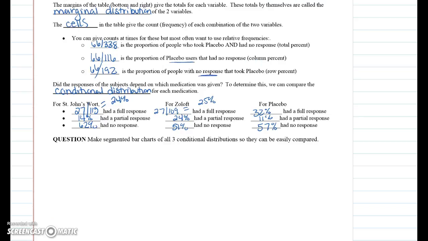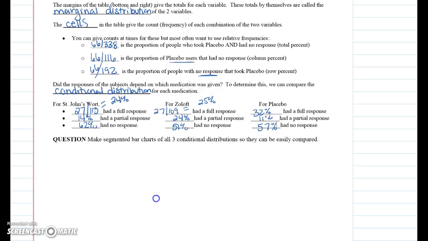So take a second and try to do the rest of those on your own before you go. All right, so check your answers and make sure you have the same percentages that I do. Remember, you're only doing the totals for each column because you're only looking at the specific group that had that drug. So now we're going to make a segmented bar chart to look at this conditional distribution.